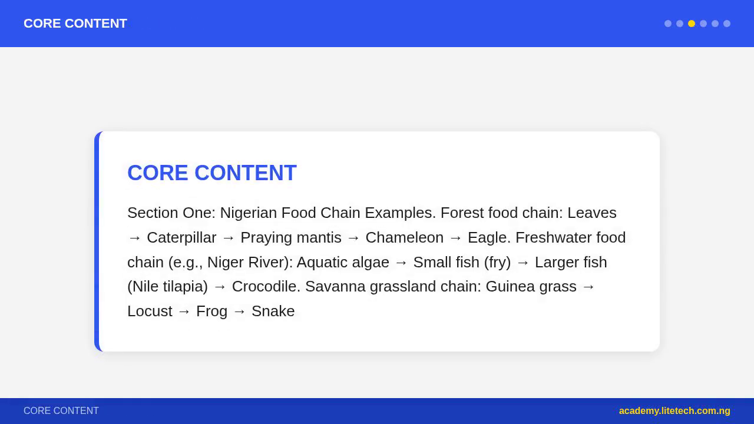Section 2. Food webs. In reality, most organisms eat more than one type of food and are eaten by more than one type of predator. A food web is a complex network of interconnected food chains, showing all the feeding relationships in an ecosystem. Example of a simple Nigerian savanna food web.